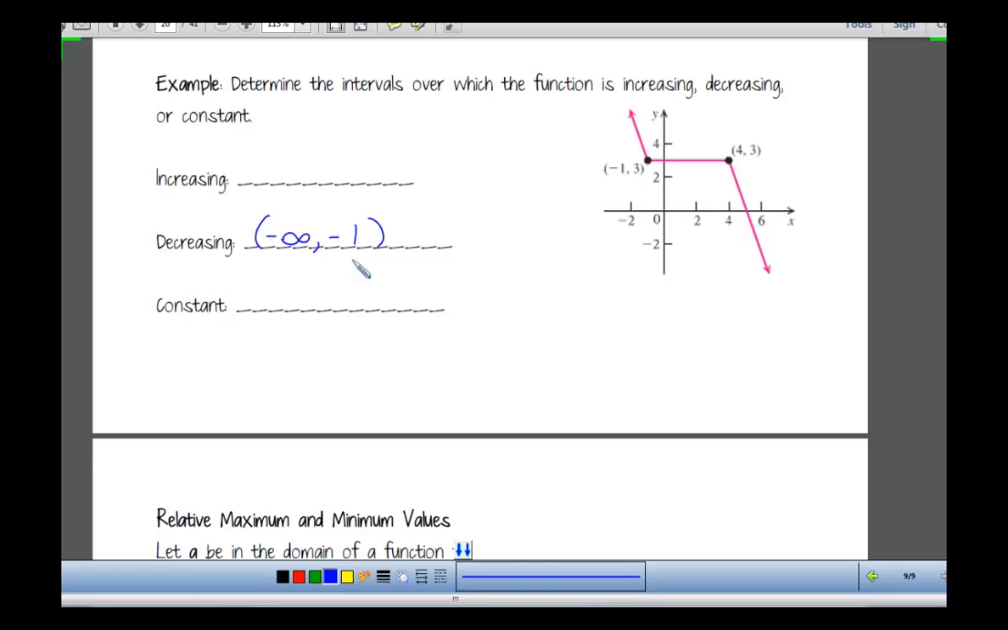Okay, then what happens? Okay, it's constant from negative 1 to 4. And then finally, what happens? Not negative infinity, but positive infinity, right? From 4 to infinity, it's decreasing. Okay, and I know it continues to go on because of the arrow at the end of the line. Okay, questions about that? I don't mind.